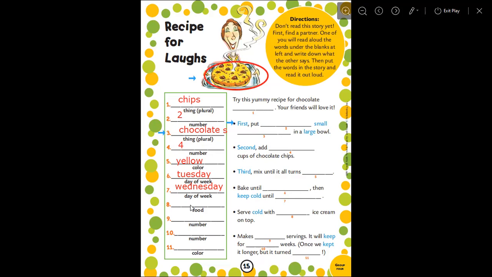Okay, serve cold with melon ice cream on top. Okay, can you write it here? Melon. Are you sure? Melon ice cream? What are melon ice cream? Maybe, yeah. Melon ice cream. Number eight, melon ice cream. Melon only. Ice cream was already here. So melon only, number eight.